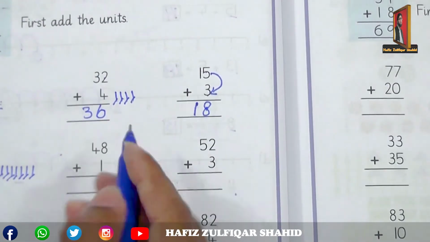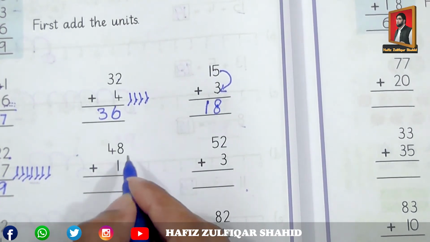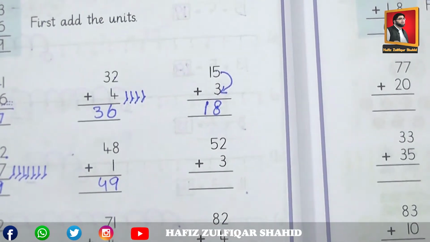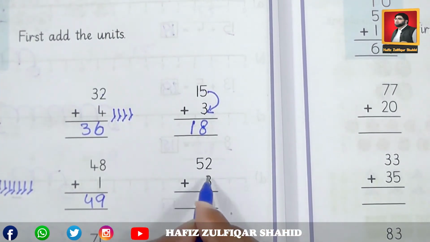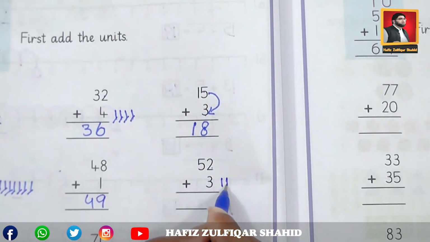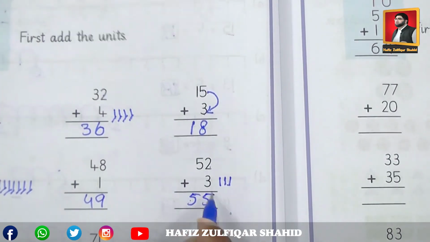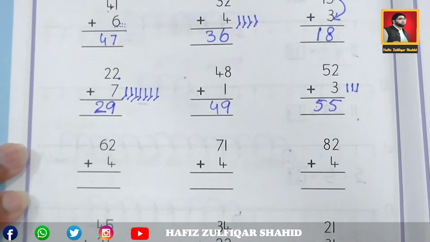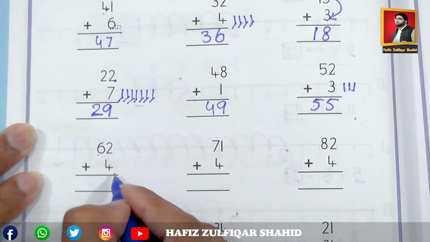Next, count one more in 42, 42 and 1, 43. Count 3 more in 52, 52, 53, 54, 55. Follow the first digit and count more the lower digit.